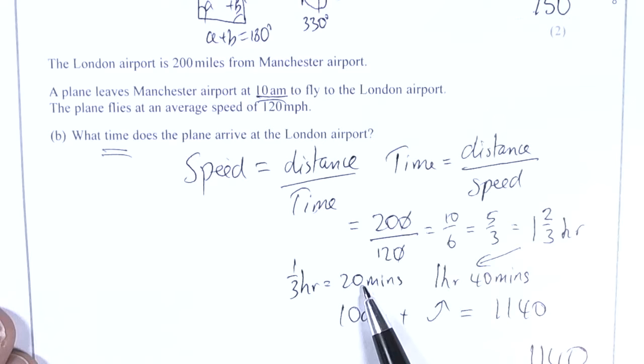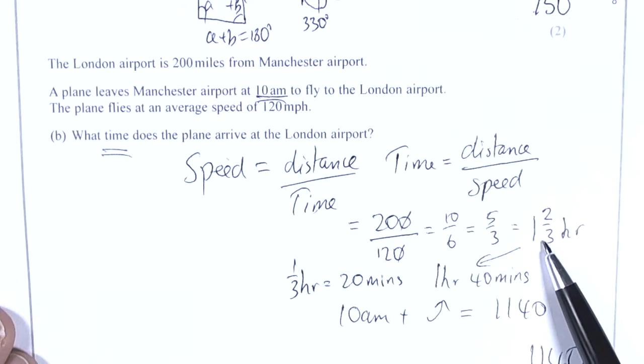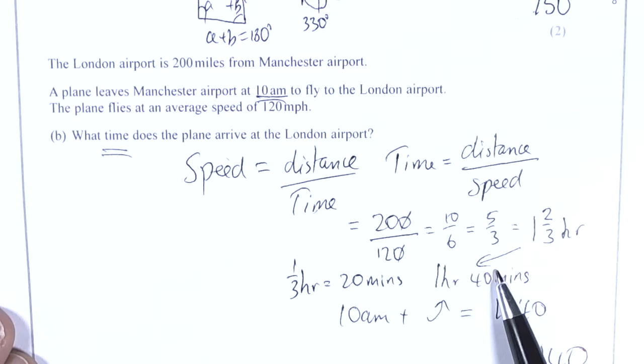That 1/3 of an hour is 20 minutes: 60 minutes in an hour, so 1/3 will be divided by 3, so 60 divided by 3 is 20. 2/3 of an hour, then, will be 40 minutes. 1 hour 40 minutes on from 10 o'clock gives us 11:40. So you could have said 11:40, 20 to 12, or anything like that, as long as you give a time.